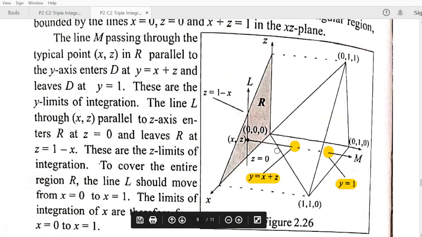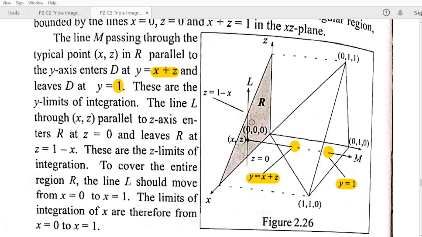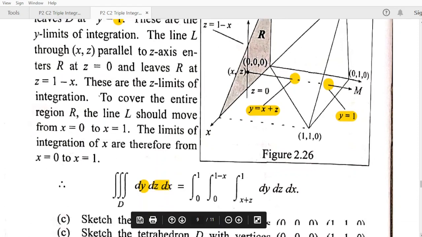So we get that at this point the value of y is x plus z, and at this point the value of y is equal to 1. So we get that the limit of y is from x plus z to y equal to 1. Now we have to find the limit of z and x.